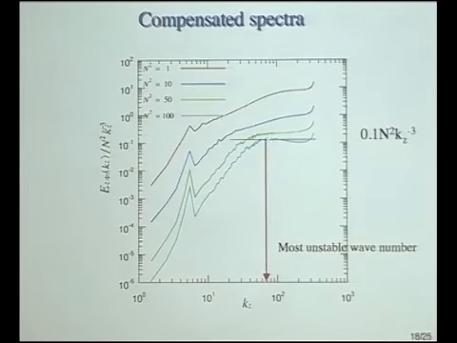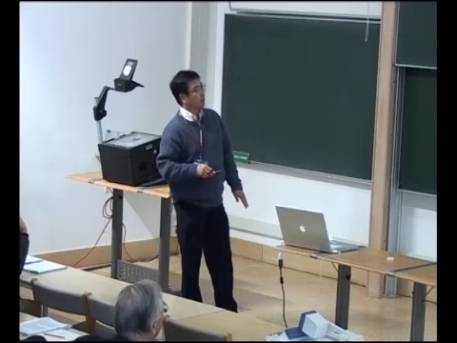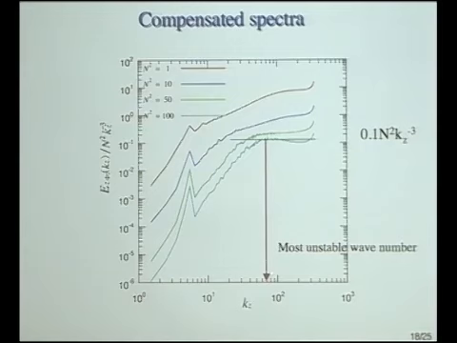And well, actually it gives 0.1 N² kz^-3, but not flat, only touching or tangent to that spectrum. And so there might be some most unstable wave number, which may give some length scale in the vertical direction, but we don't know yet.